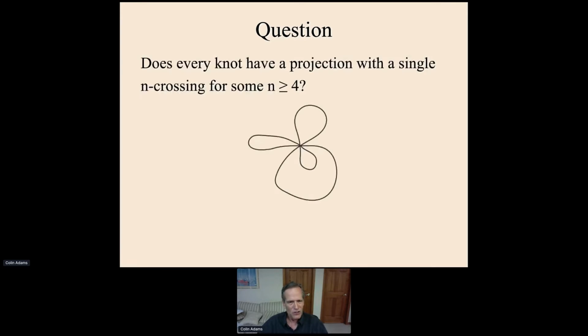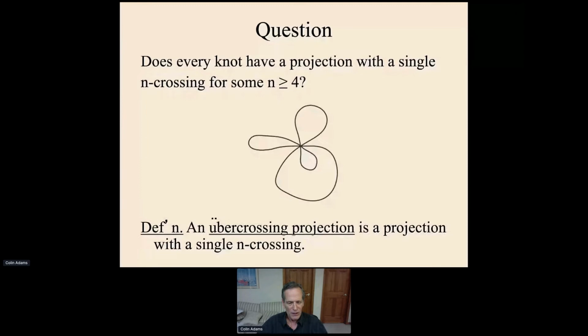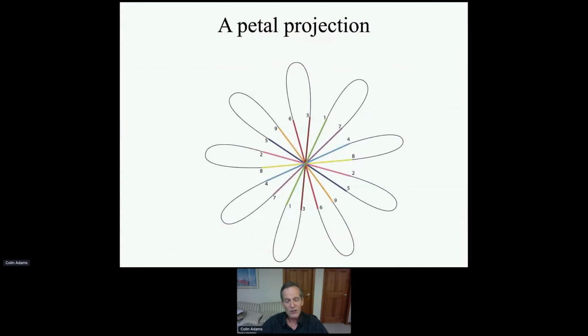Okay, here's another question I want to ask. I showed you this projection before. Does every knot have a projection with a single n crossing for some n greater than or equal to 4? And we'll call that, this was the students who picked this name, an Uber crossing projection. It's a projection with a single n crossing. And here's a very particular type of Uber crossing projection called a petal projection, where none of the loops are nested. And so you get this thing that looks very much like a flower.